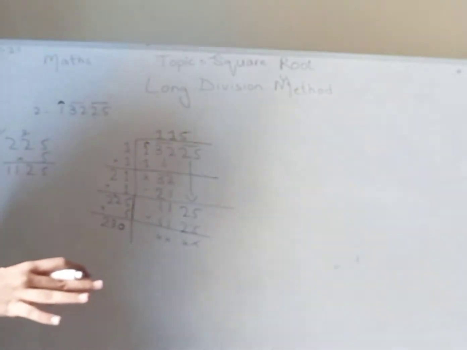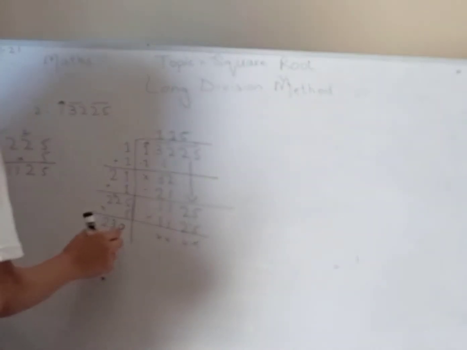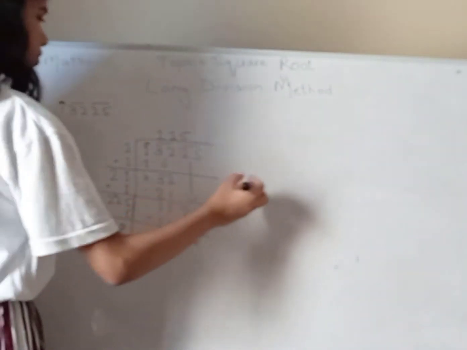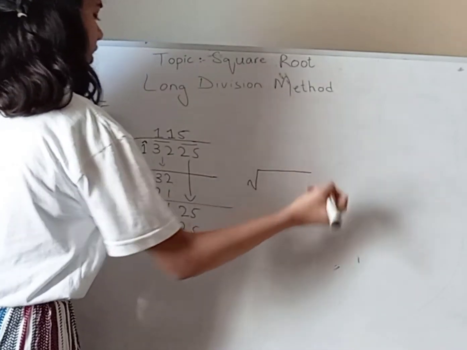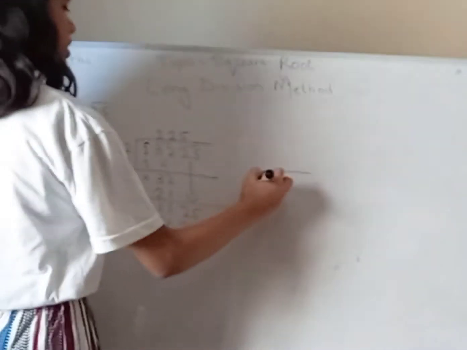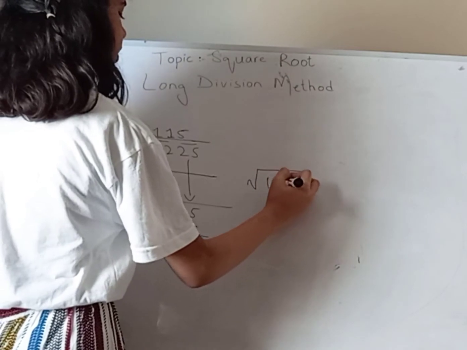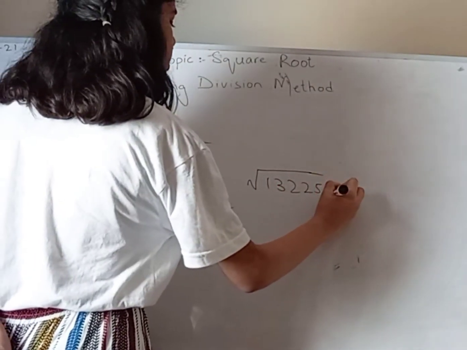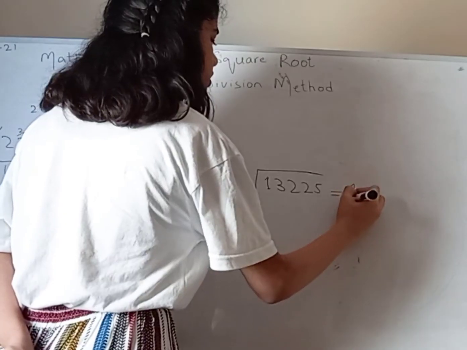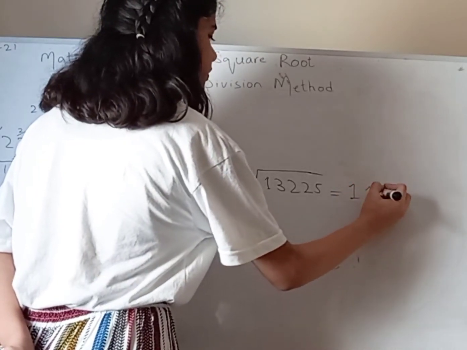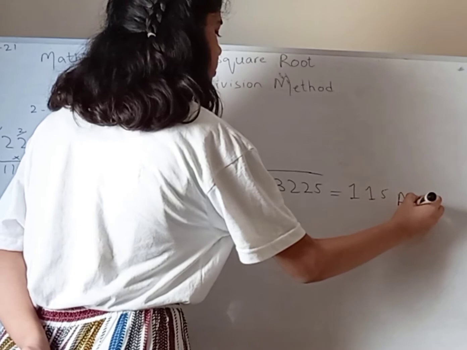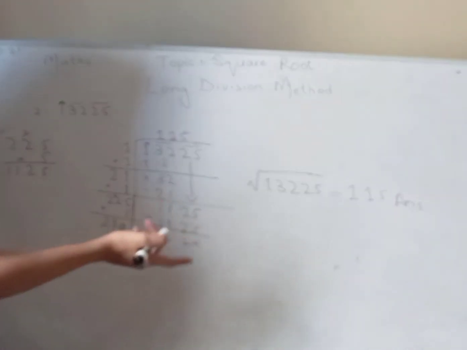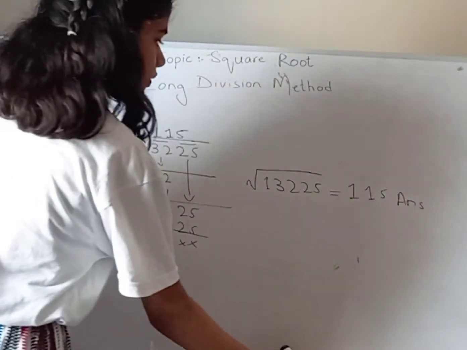Just leave this number like this because we don't need to do anything with it. Write it properly. Square root of 1, 3, 2, 2, 5 is equal to 115. Answer. Prove your answer one time so it will be easy for you.